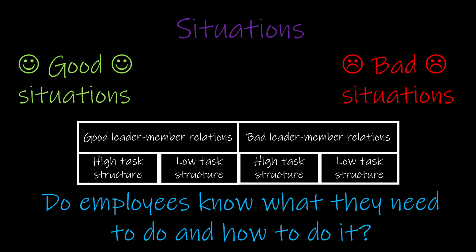So again, while we're looking at essentially a two-way interaction here, the good leader-member relation, low task structure situation is a little bit better than bad leader-member relations and high task structure because our priority, again, our most important component to the situation is leader-member relations.